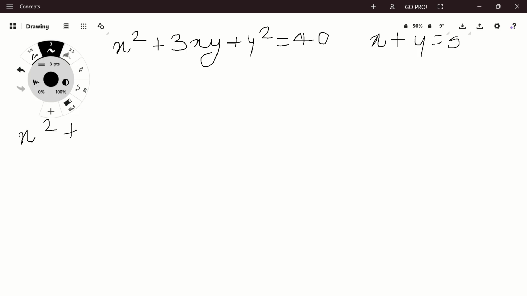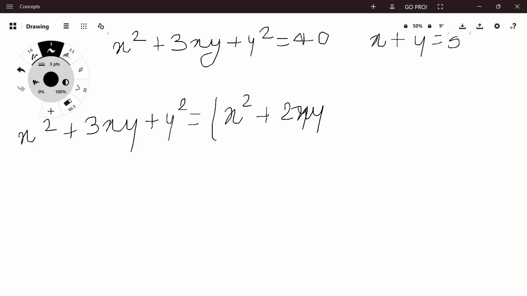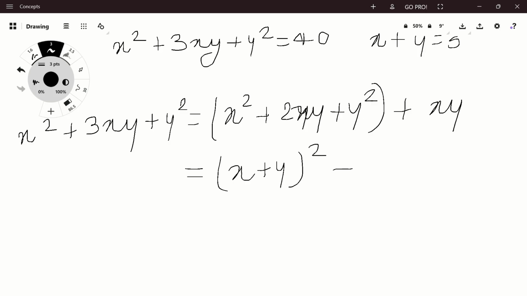So, x square plus 3xy plus y square is equal to x square plus 2xy plus y square plus xy, which is equal to x plus y whole square plus xy.